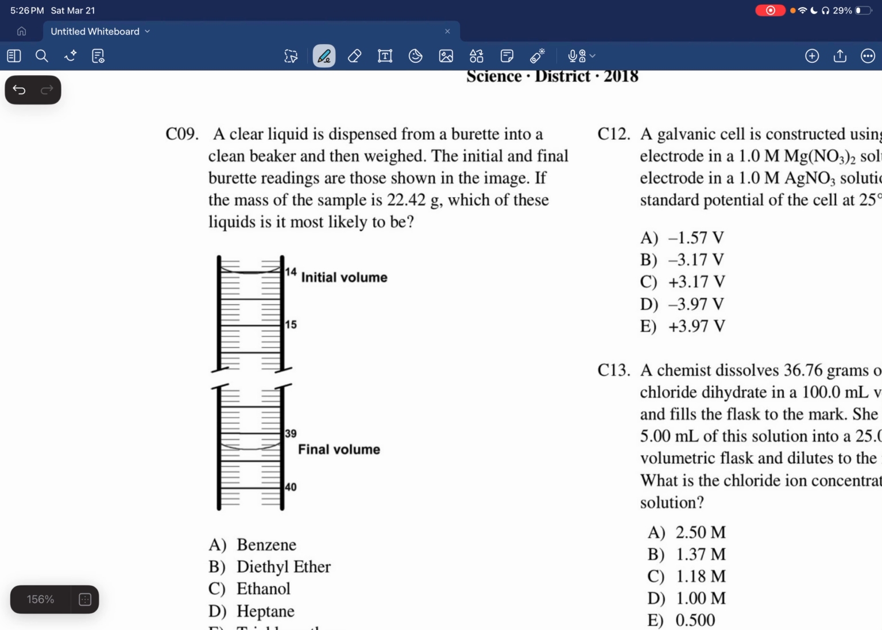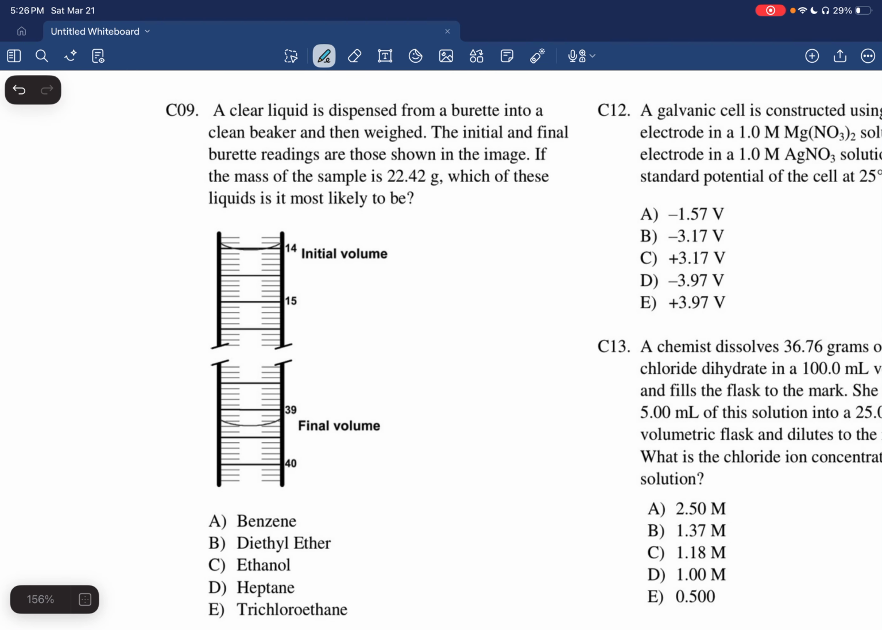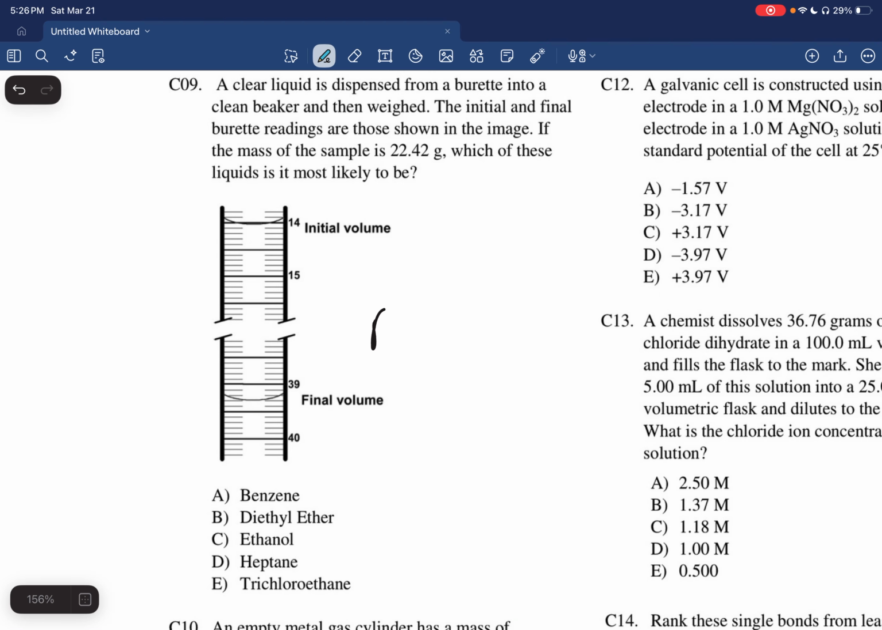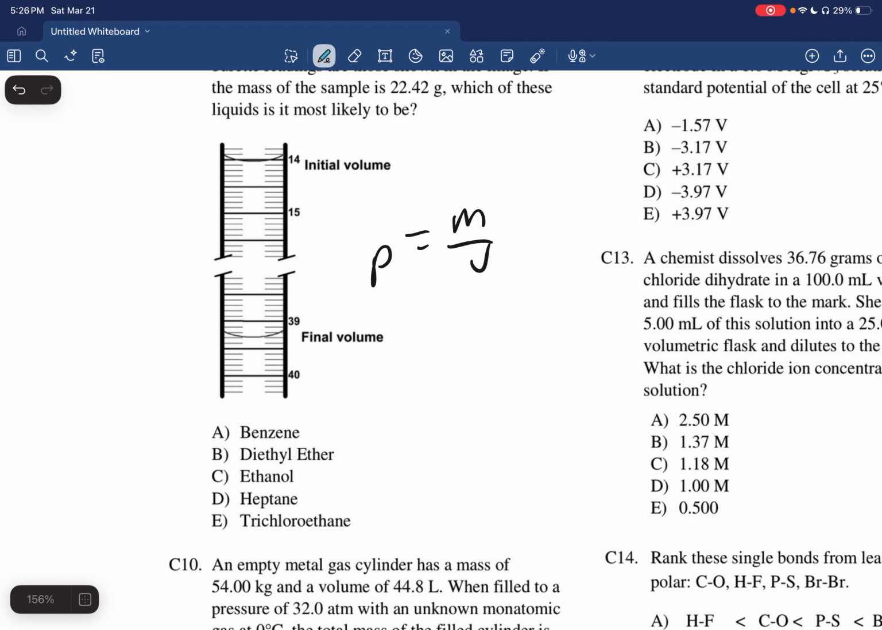So question 9 is saying a clear liquid is dispensed from a burette into a clear beaker and then weighed. The initial and final readings are shown in the image. If the mass of the sample is 22.42 grams, which of these liquids is it most likely to be? So we need to first find the volume because density equals mass over volume. And you might be wondering why I'm talking about density.